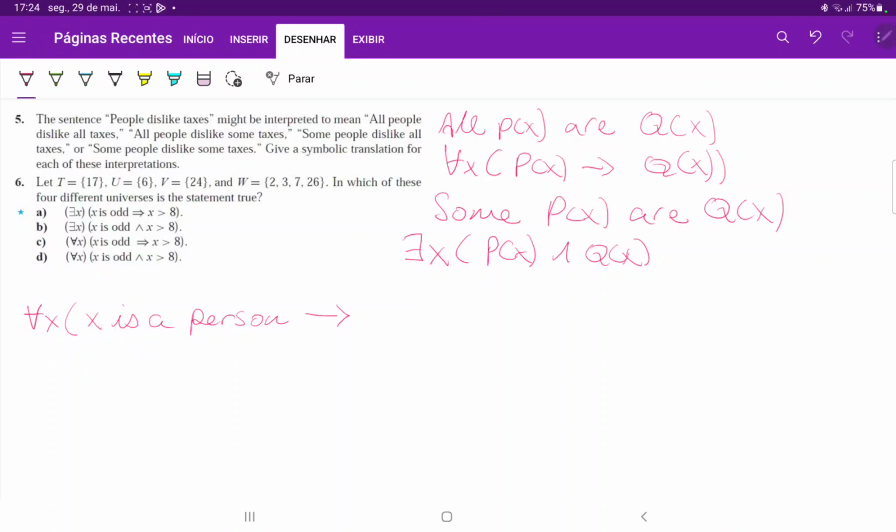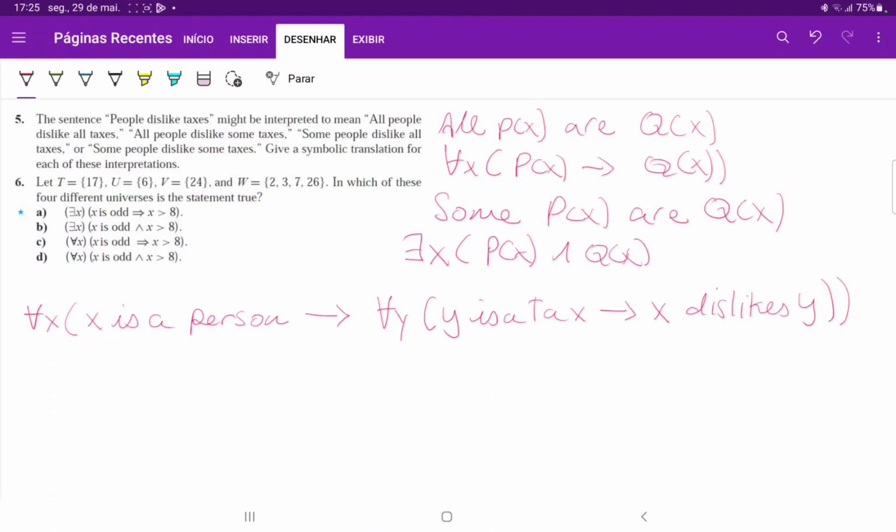So you're saying for all x, if x is a person, we're following this format up here, then for all y, if y is a tax, that means that x dislikes y, and then we have one bracket, and then two brackets. So we have nested universal statements, right? We're saying for all x, if x is a person, and for all y, if y is a tax, then it's guaranteed that every person dislikes every tax.